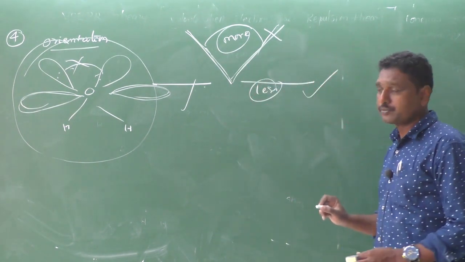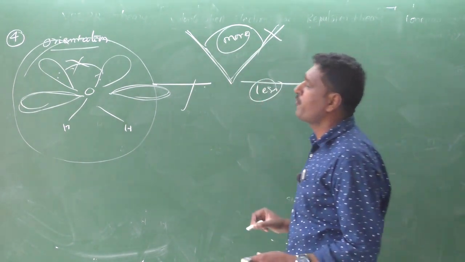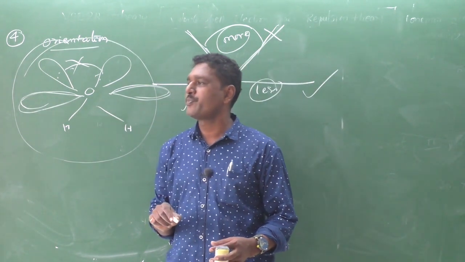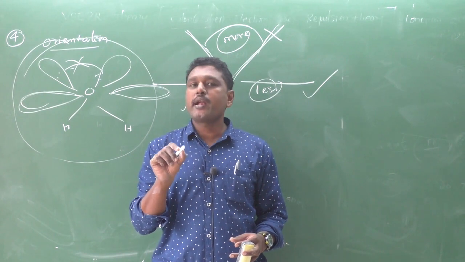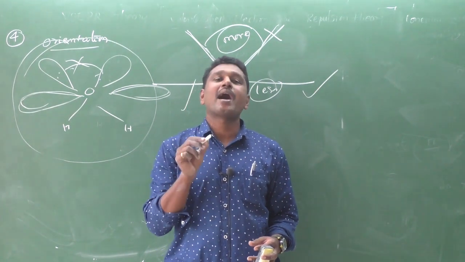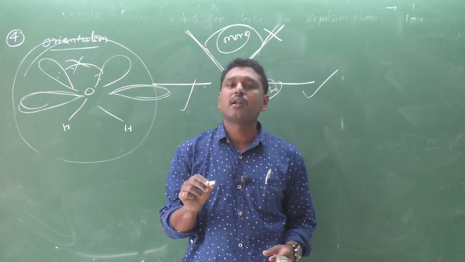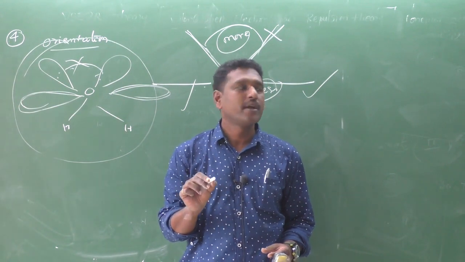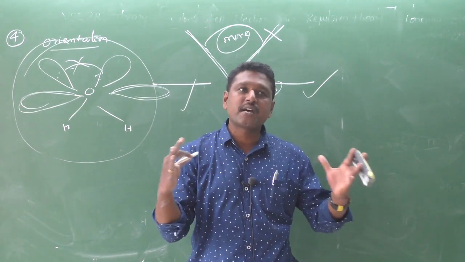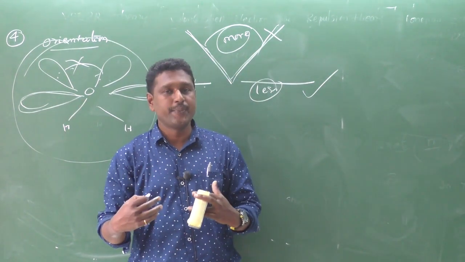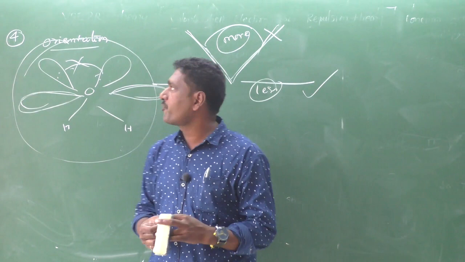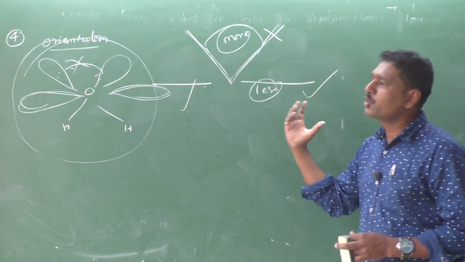I will give the statement for this postulate: lone pairs and bond pairs are oriented around the central atom so that the repulsions between them are minimum. In which direction are the repulsions minimum? In this direction they are oriented. This is the fourth point.